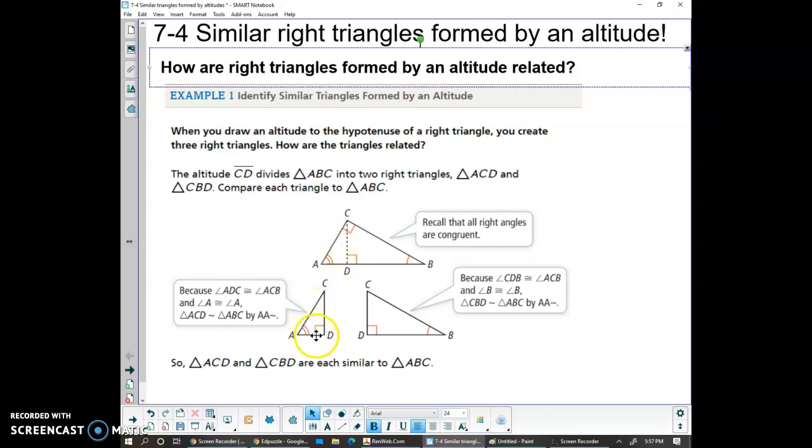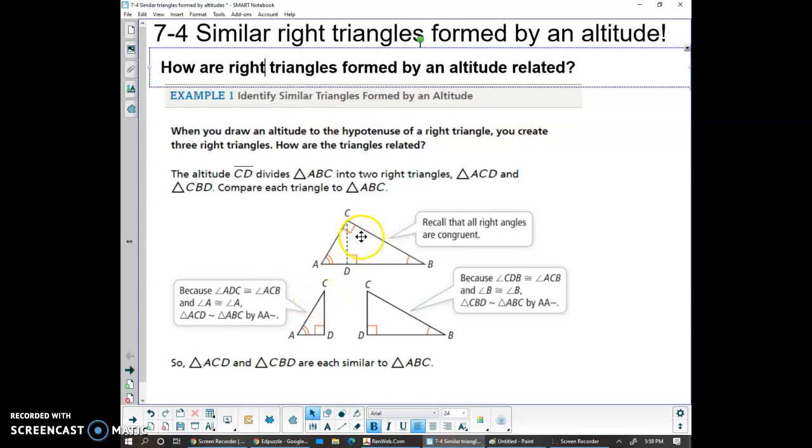The reason they're similar is because all the triangles now have right angles, so that's one angle. And the one triangle shares angle A, so look here, you have angle A that's shared. By angle-angle similarity, we know that the smaller triangle is similar to the bigger triangle. And the other triangle shares angle B, so the medium-sized triangle is similar to the larger triangle.